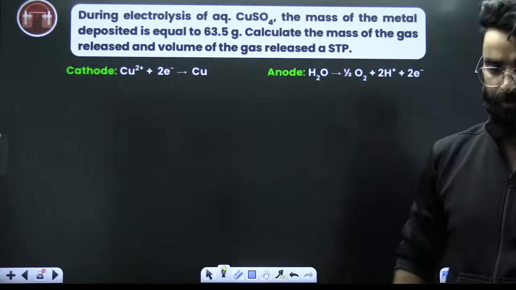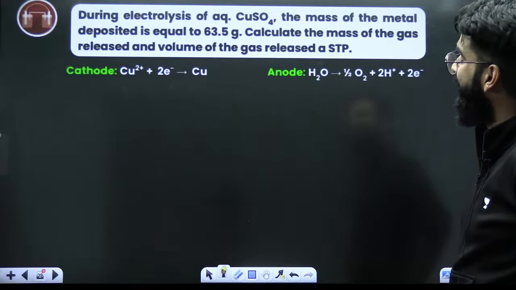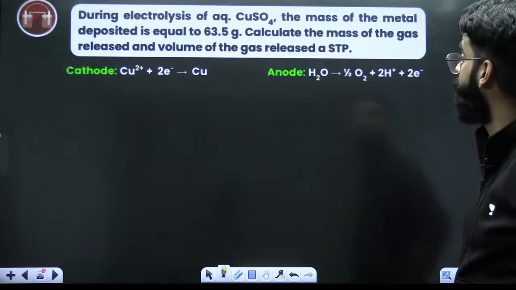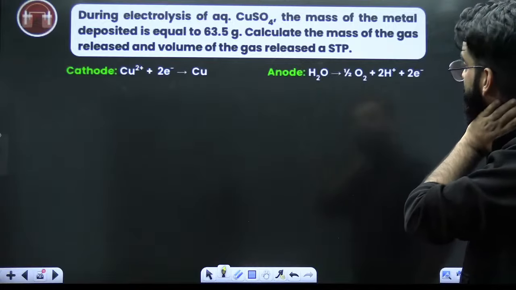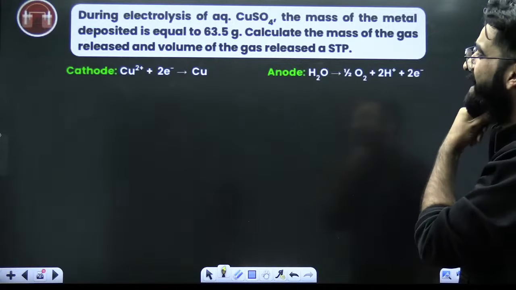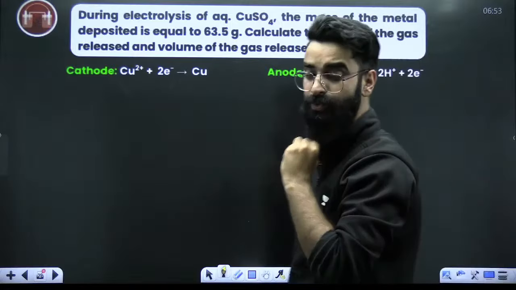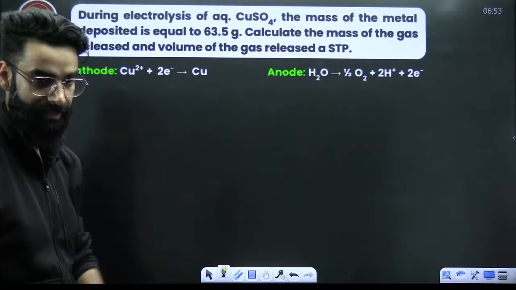Look at the question. Let's see what the question is first of all. The question is, during electrolysis of aqueous CuSO4, the mass of metal deposited is equal to 63.5 grams. Calculate the mass of gas released and the volume of the gas released at STP. These are two or three questions. Try to understand.